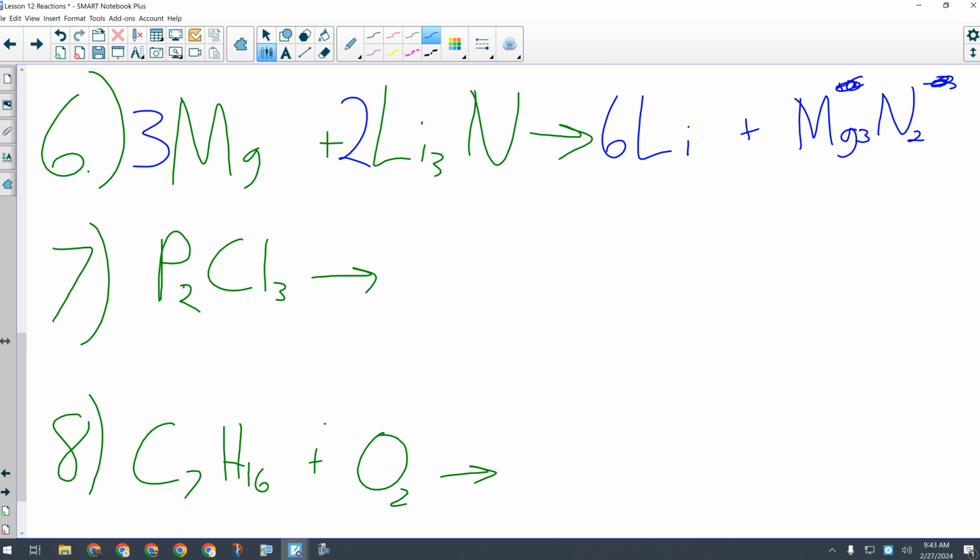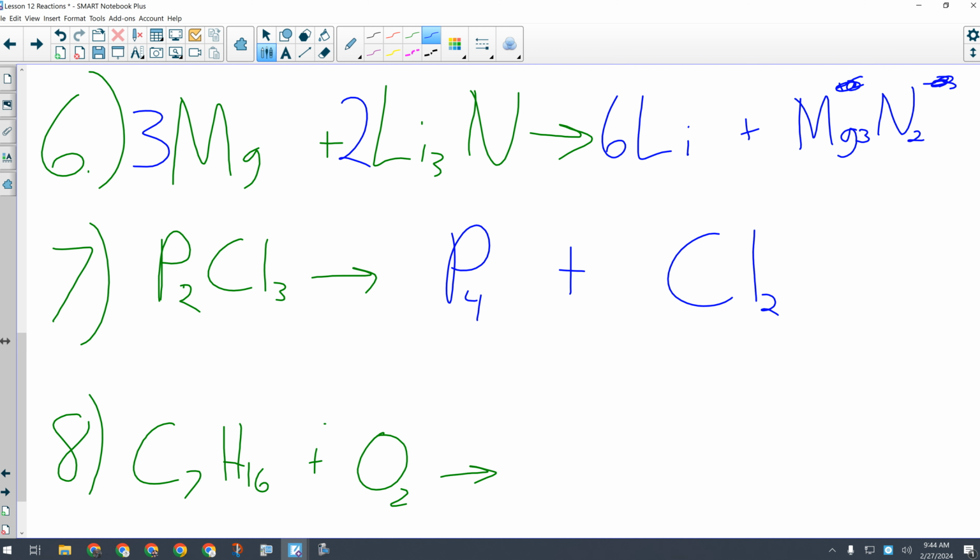All right, what kind of reaction am I looking at in number 7? Number 7 is a decomp. It's a single compound, that's my only reactant, so the only reaction that starts that way is decomposition. That means it's going to break up into its 2 elements. What do I need to know about those 2? When phosphorus is by itself, it comes as P4, and chlorine is Cl2.